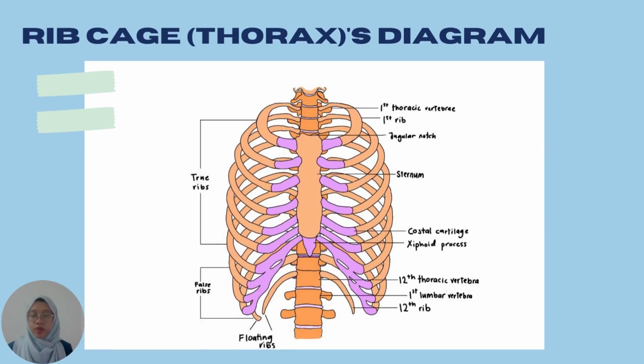This is a diagram of a rib cage. We can see all the ribs articulate posteriorly with its corresponding thoracic vertebrae. The ribs include the true ribs, false ribs, and also the floating ribs. Beside the thoracic vertebrae, we can see the lumbar vertebrae in this diagram.